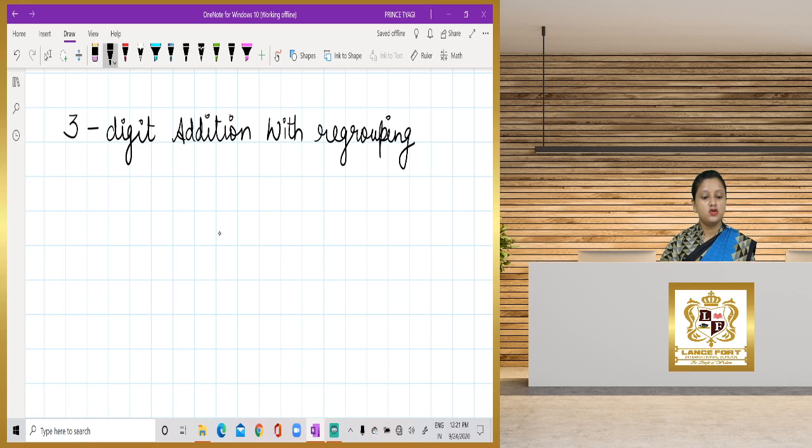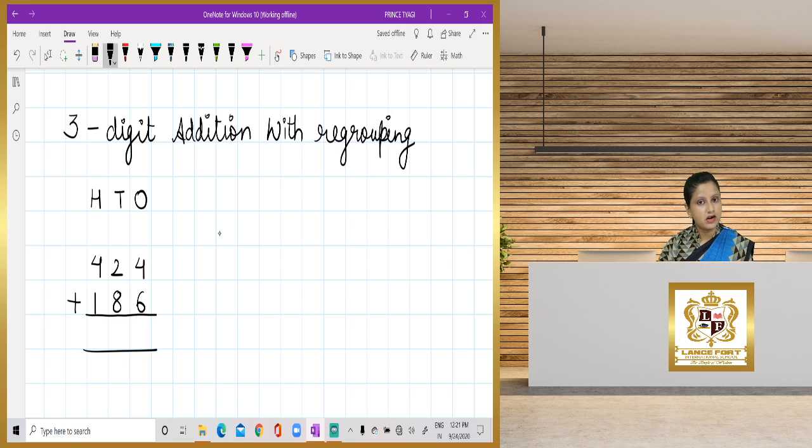Okay, so here we have a three-digit number: hundreds place, tens place and ones place. The first addend is 424 and the second addend is 186. We have to add both three-digit numbers.